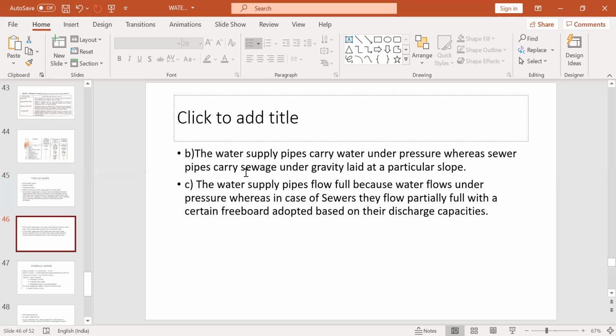But in case of sewage, of course, there is no pressure flow. There is always a gravity flow. The sewers are laid at a particular slope, and the sewage is made to flow under gravity.